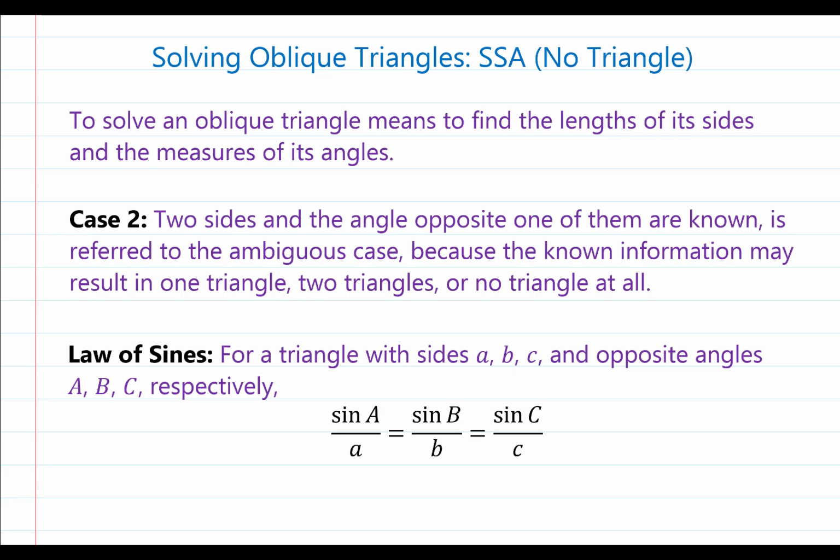This is referred to as the ambiguous case because the known information may result in one triangle, two triangles, or no triangle at all. For the triangles that may result, we will use the law of sines to solve them. So for a triangle with sides A, B, and C, and opposite angles A, B, and C respectively, we know that sine of angle A over side A is equal to sine of angle B over side B, which is equal to sine of angle C over side C. In this video, for the ambiguous case, we're going to focus on the situation where the information provided does not result in a triangle at all.